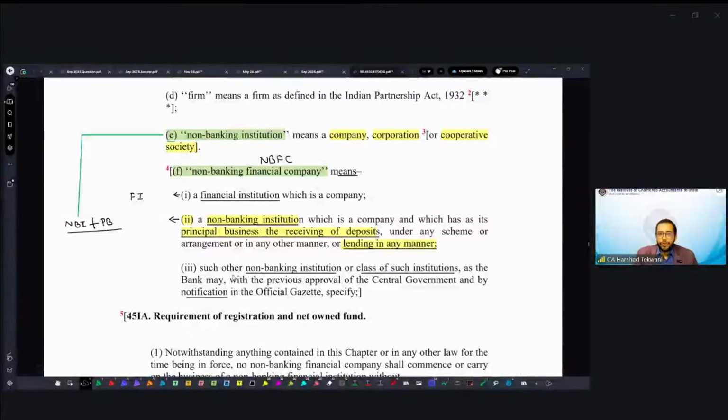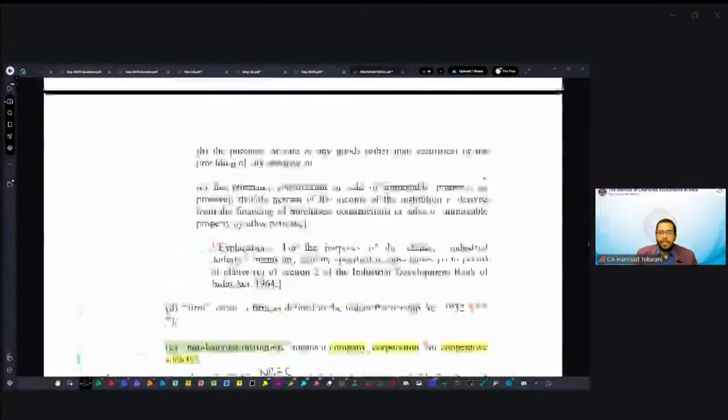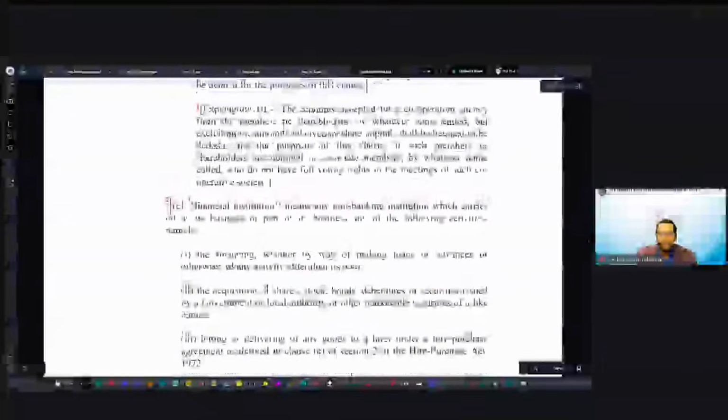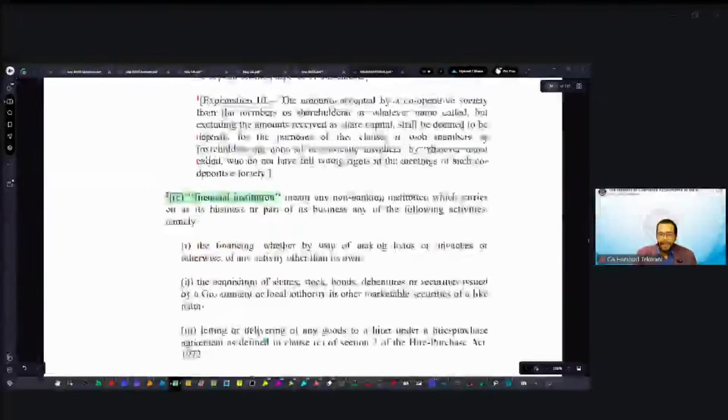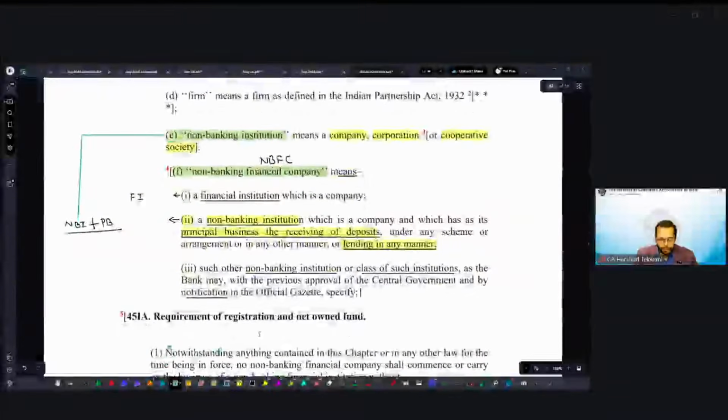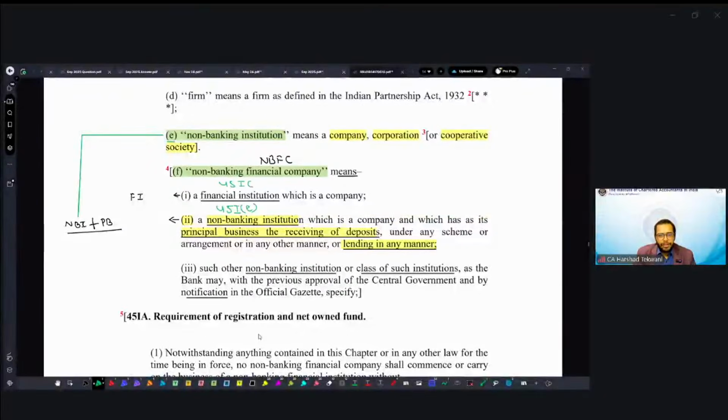Now, what is a financial institution? Financial institution is defined in section 45I, subsection C. Over there, it is defined. So I will make a reference over here. This is 45I, subsection E, and this is 45I, subsection C, the definition of financial institution.